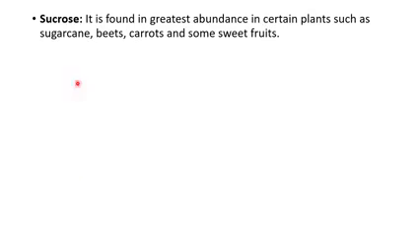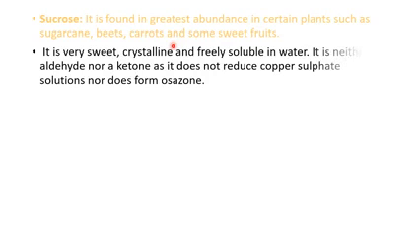The next one is sucrose, the common sugar which we use in our households. It is present in sugarcane, beets, carrots, and sweet fruits. It is very sweet, crystalline and freely soluble in water, but it does not have free aldehyde or keto groups. The aldehyde and keto groups are condensed in sucrose, so it does not reduce copper sulfate and does not form osazone, unlike lactose and maltose.